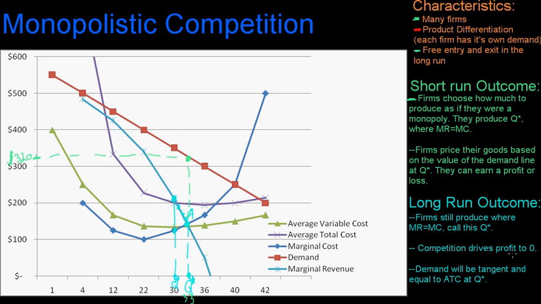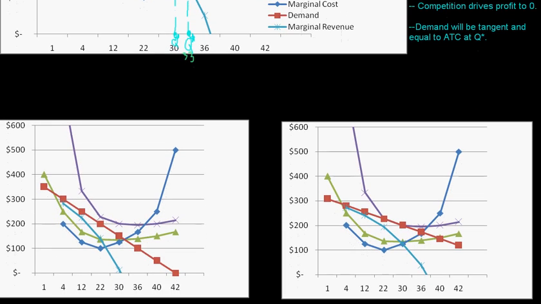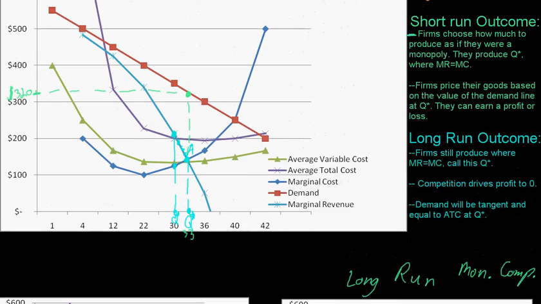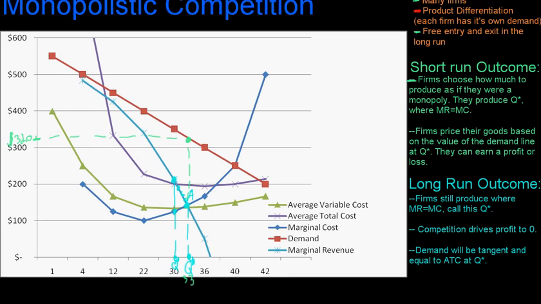So what does this look like? I've gone ahead and drawn two extra graphs down here for you so that we can see. I'm going to talk about the one on the right first, and the one on the left second. So this is the long run, and all monopolistic competition, I'll just abbreviate monopolistic competition. What's different between the graph on the bottom right and the one here? The only two things that are different are the demand line and the marginal revenue line, and I want you to see how they shift.